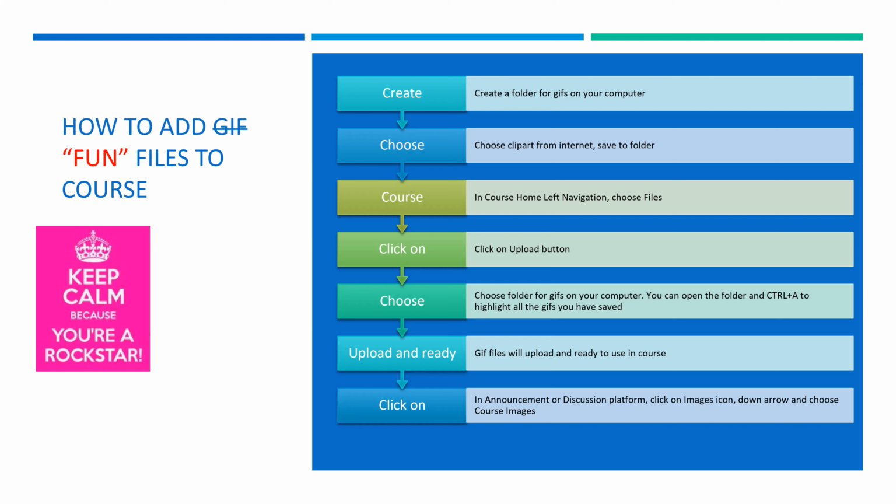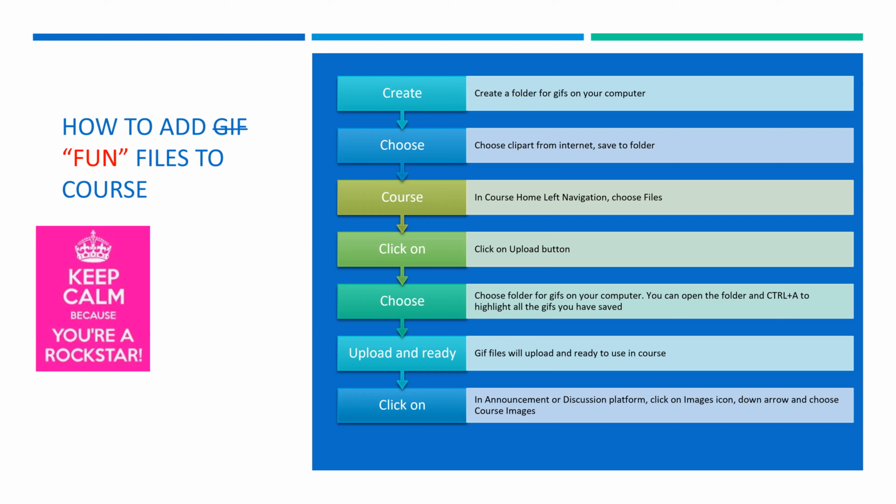From there, it will take me back to my computer, and I can choose the folder in which I have the GIFs saved. Now, I usually have a bunch of them. So I'll do a Control A, which will highlight all the GIFs at once. And then when I have them all ready to be uploaded, I click upload, and all the GIFs will be added to the course, and then I'll be ready to use them in the course.